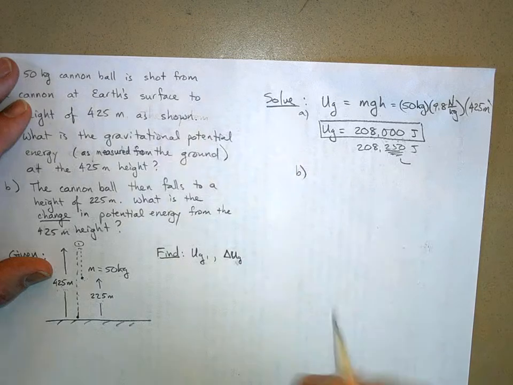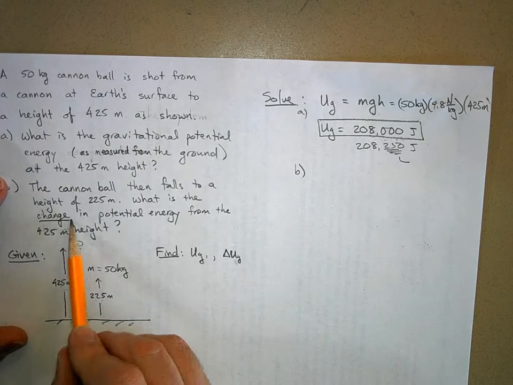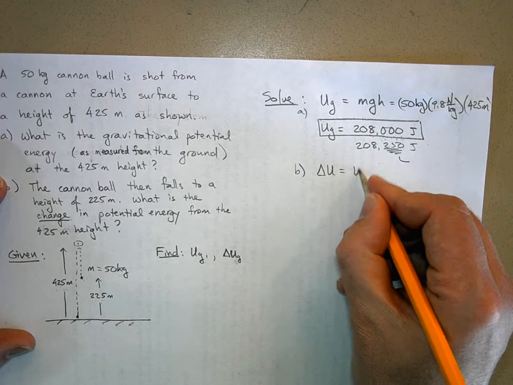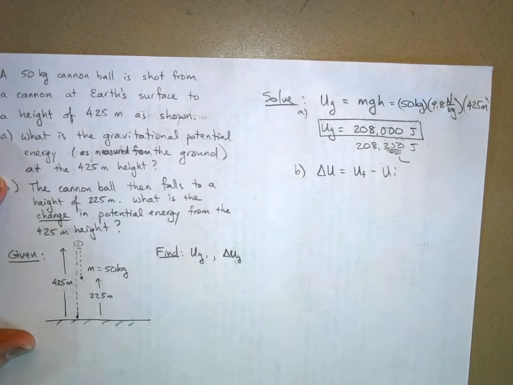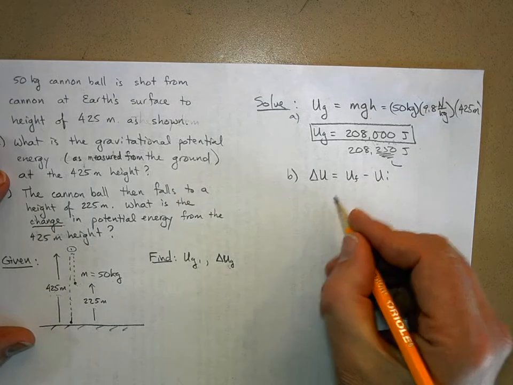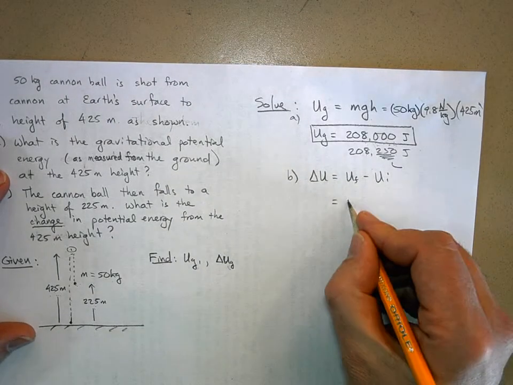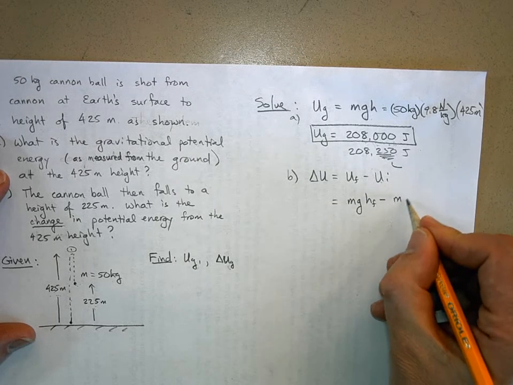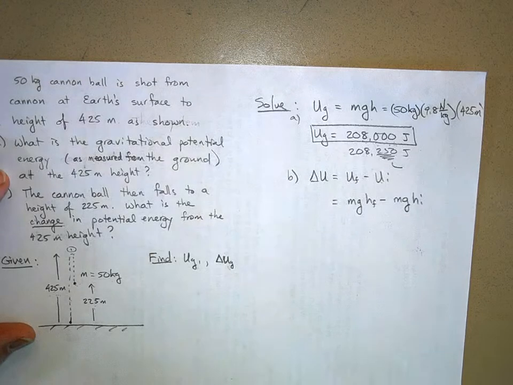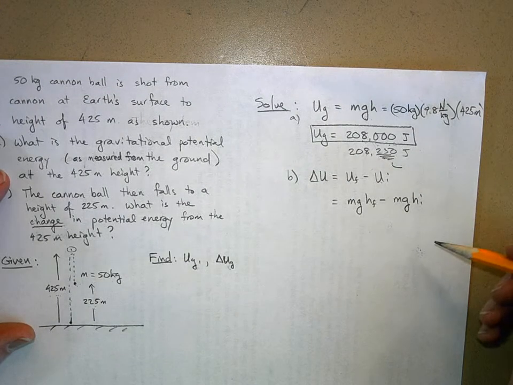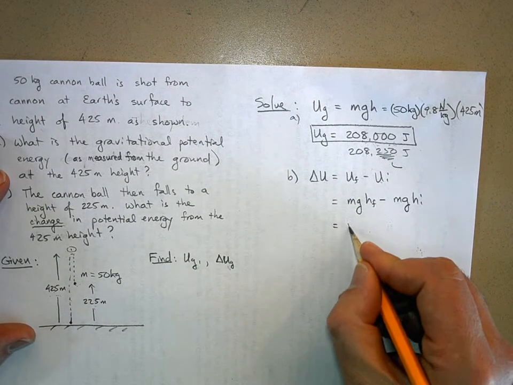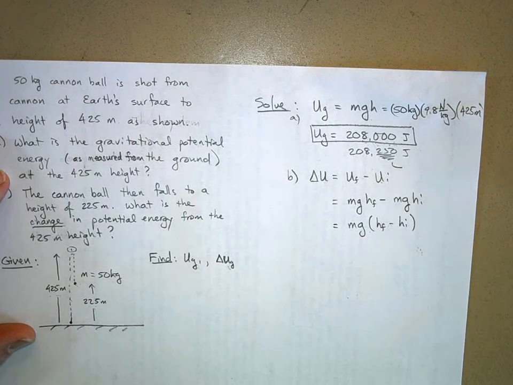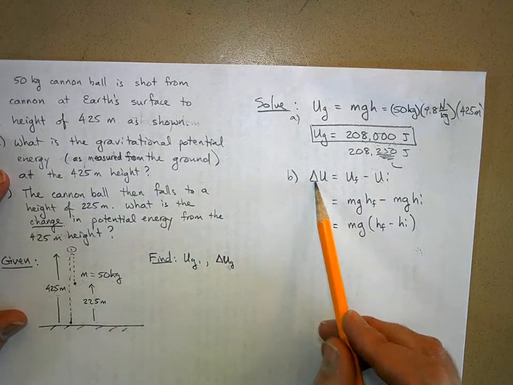Now, for part B, what you really have to realize here is that this is a change in potential energy. So you have to go delta U, and that's going to be equal to U final minus U initial. Okay? And U final is mgh final minus mgh initial. Now, you didn't have to show your work exactly the way I'm doing here. I'm just kind of showing you. This is mg times h final minus h initial, right? Whenever you have a delta, you have final minus initial.